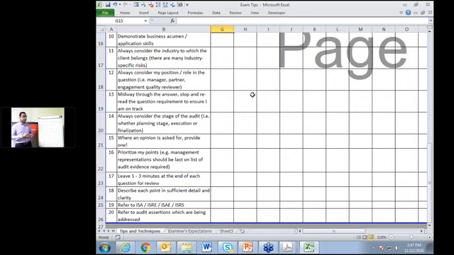Also important to refer to ISA, ISRE or ISRS, whichever standard we're talking about. It is a good practice to refer to that standard. We've talked at length about whether or not you should give the full names and numbers of the standard. It is not something that is mandatory. However, if you do it, it does create a good impression on the examiner, and I believe it creates a well-rounded and professionally presented answer.